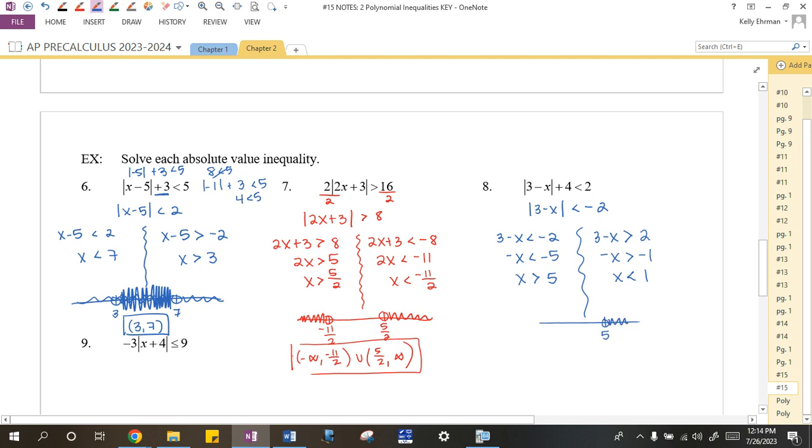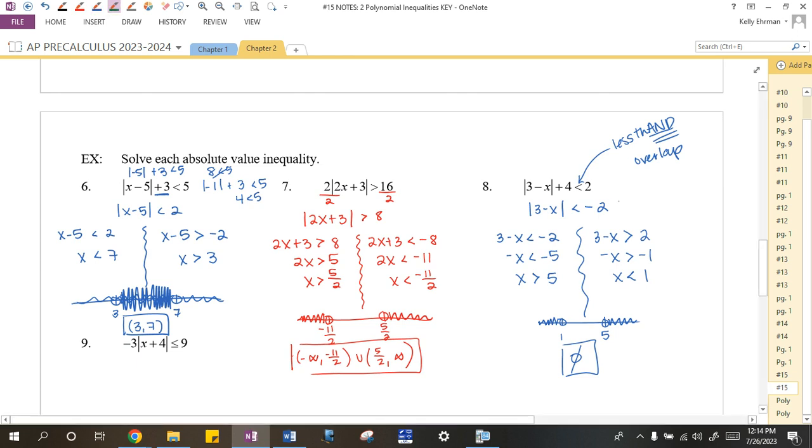Greater than 5. Less than 1. Here's where you have to pay attention. This was originally a less than problem. Less than, which means we want overlap. Is there any overlap? No overlap, so this is no solution. I could have saved myself a lot of trouble if I just paused for a minute.